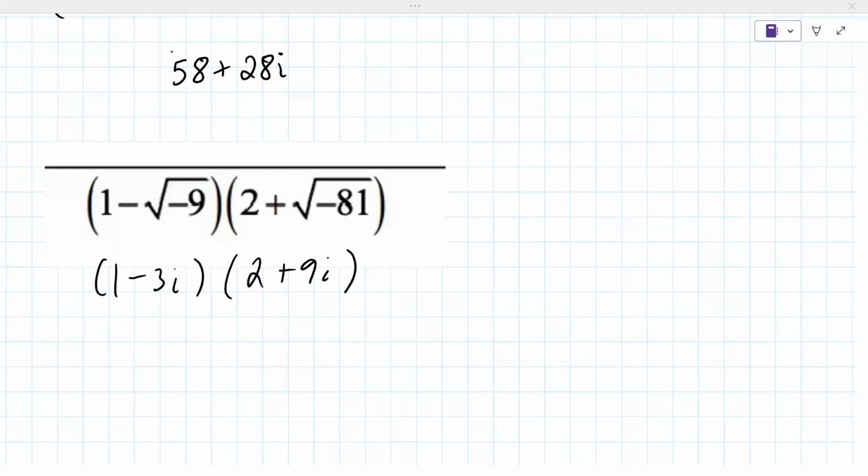Wait, so does it matter what order you write it in then? Your final answer needs to be a plus bi. Now how you get there is up to you. For the first step, for example, where you put 1 minus 3i and then 2 plus 9i, does it matter if you put 2 plus 9i first and 1 minus 3i second? You'll get the same answer.